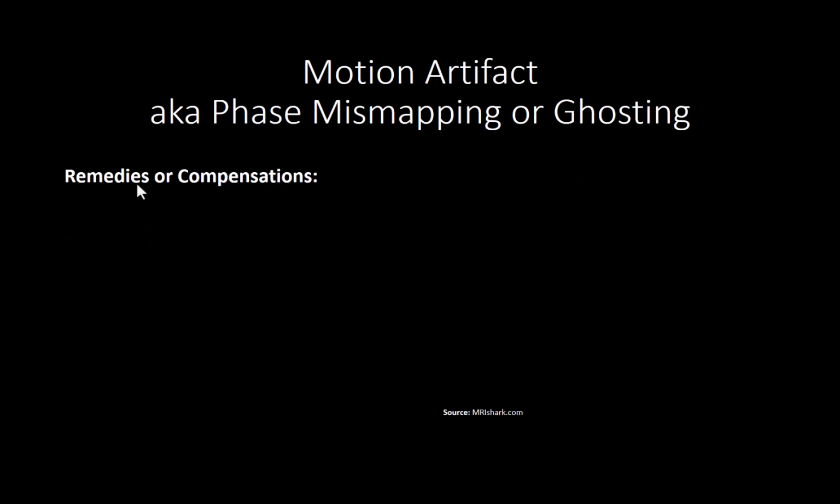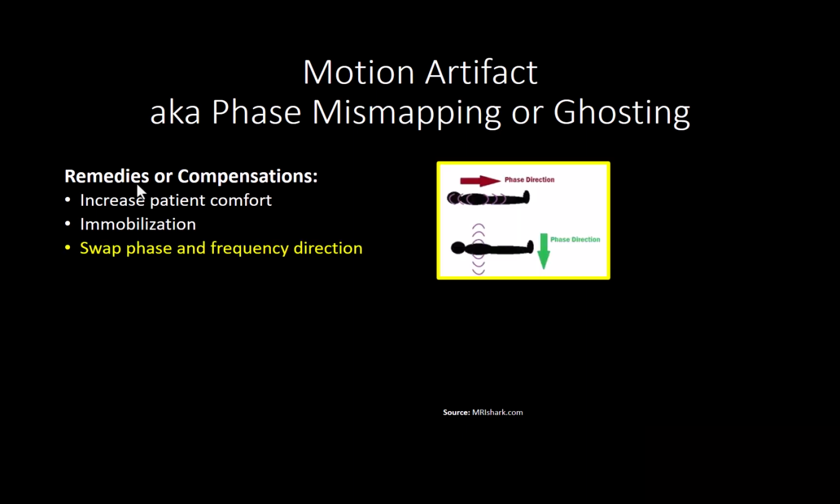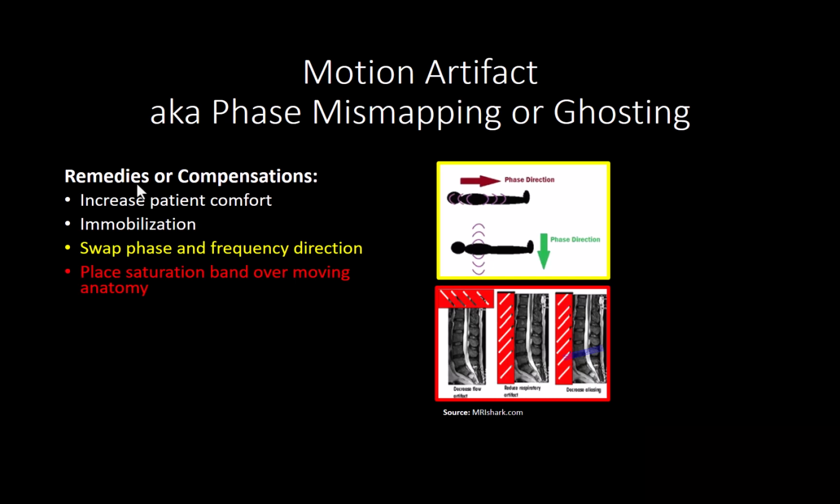Some remedies or compensations for motion artifact. First, you can increase the patient comfort by providing sponges, blankets, medication if necessary. You can immobilize the part using straps, sponges, proper coils, things like that. You could swap the phase and frequency direction. This will not eliminate the artifact, but it might remove it from the region of interest. You can place a saturation band over moving anatomy.